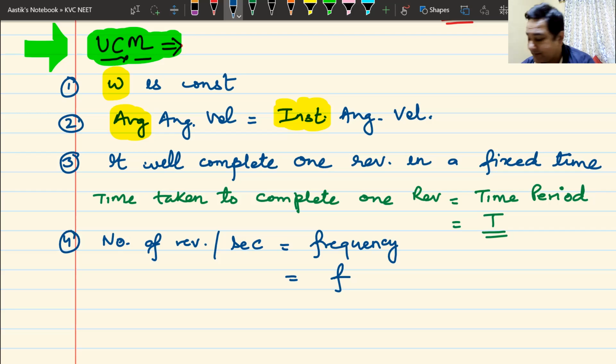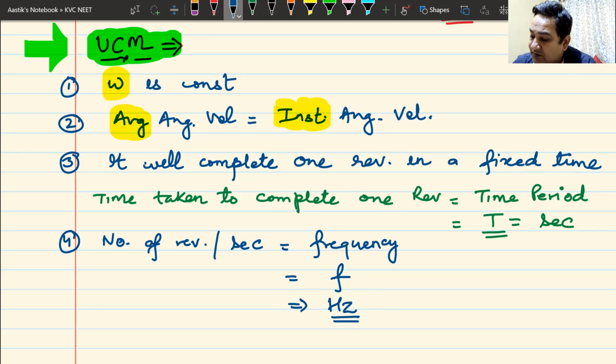I hope you understand this. Time taken to complete one revolution is time period. Number of revolutions in 1 second is frequency. The SI unit of frequency is hertz, and the SI unit of time period is definitely seconds.